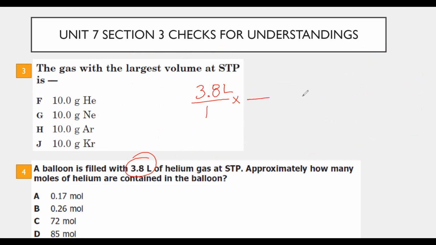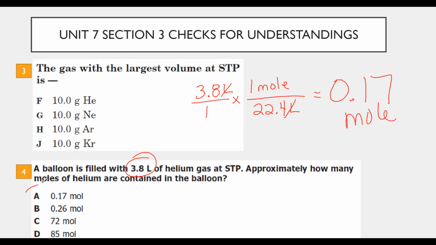And we know that every mole has got 22.4 liters. That way your liters cancel out. So really you're dividing what you have, the number of liters you have, by 22.4 to figure out how many moles that is, 0.17 when you put it in the calculator. So there's your answer. It's letter A.